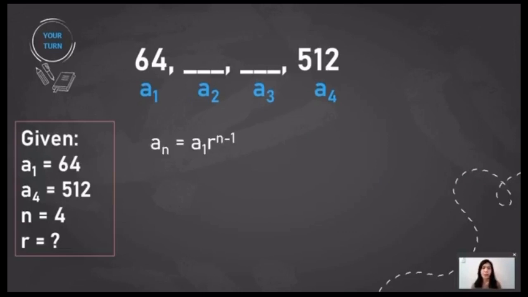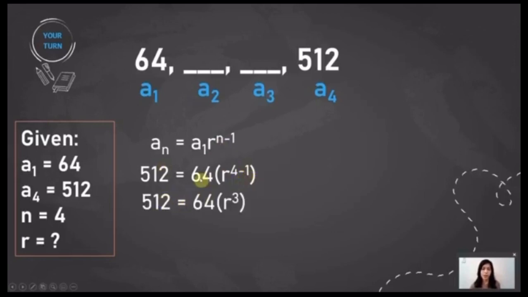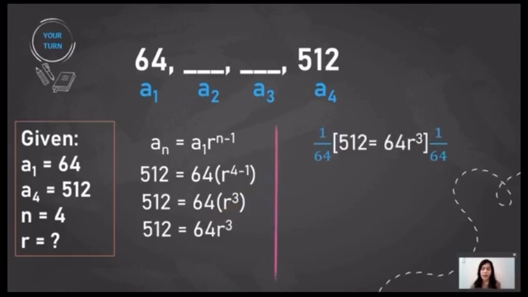Using our formula, substitute all the given. Our a sub 4 is 512, a sub 1 is equal to 64, copy r, change n to 4 minus 1. Next, 512 is equal to 64 r raised to 3, since 4 minus 1 is equal to 3. Now, let's divide both sides by 64 or we can multiply by the reciprocal of 64, which is 1 over 64.